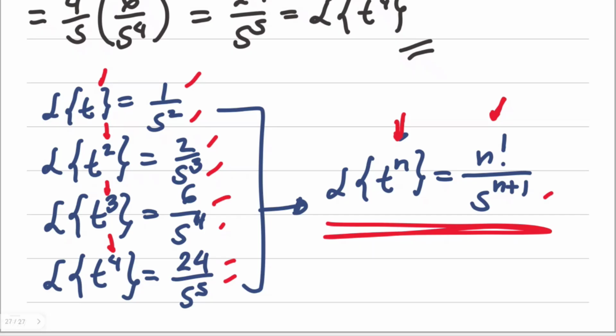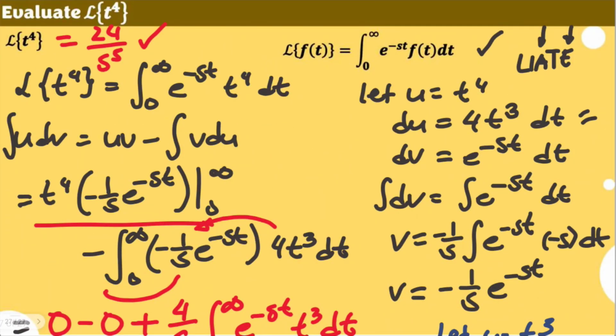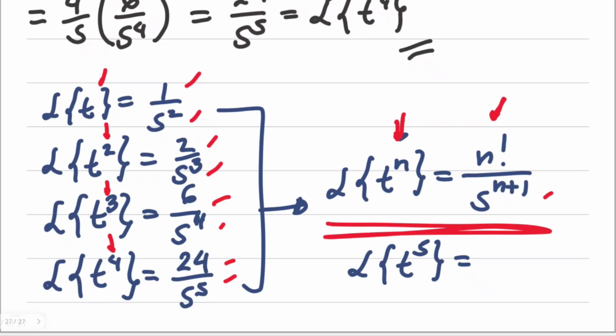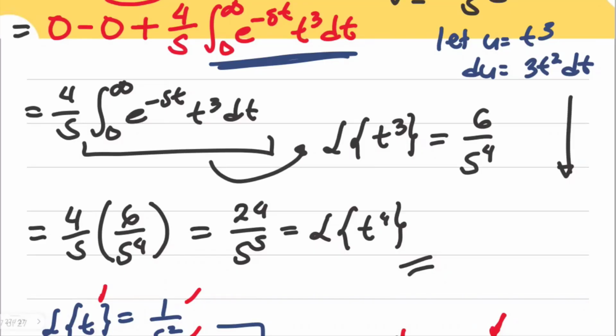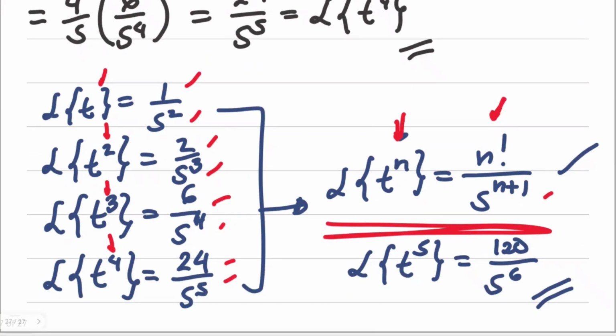In short, if you are asked later on to get the Laplace transform of t to the power of 5, you don't need to use the actual process, including the integration by parts. You can simply use this formula: 5 factorial is 120 over s to the power of 6. You can verify this on your own time. This is the rule for the Laplace transform of t to the power of 4, or even for any t to the power of n.